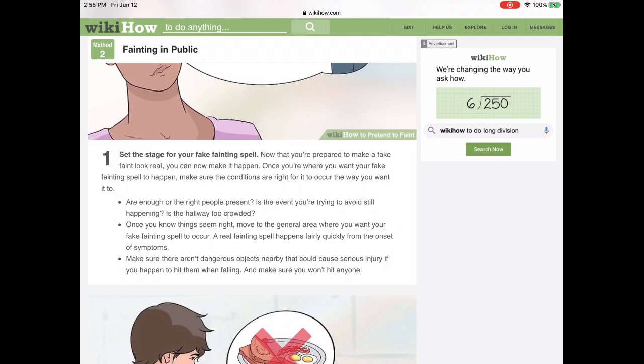So this is step 2, or method 2, fainting in public. Set the stage for your fake fainting spell. Oh, it's hard to say. Now that you're prepared to make a fake faint look real, you can now make it happen. Once you're where you want your fake fainting spell to happen, make sure the conditions are right to occur the way you want it to.